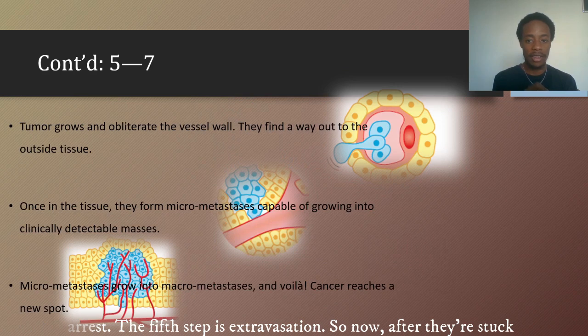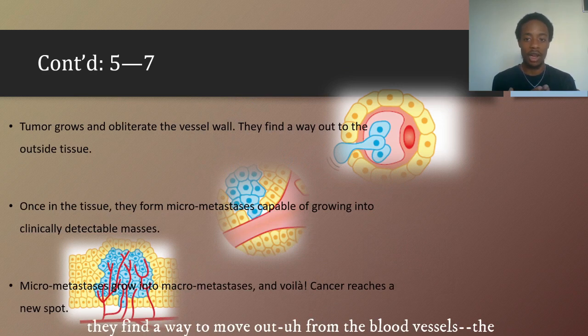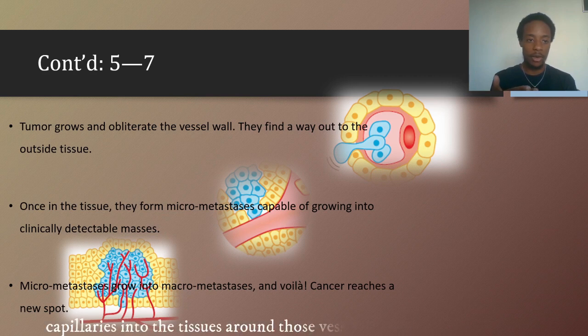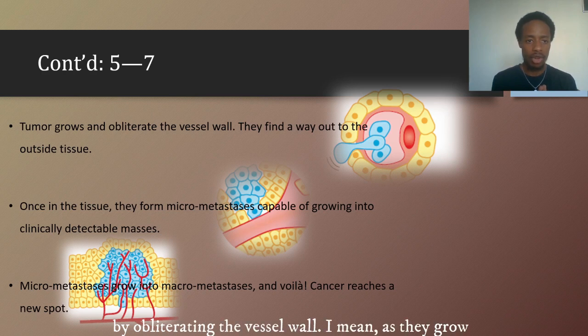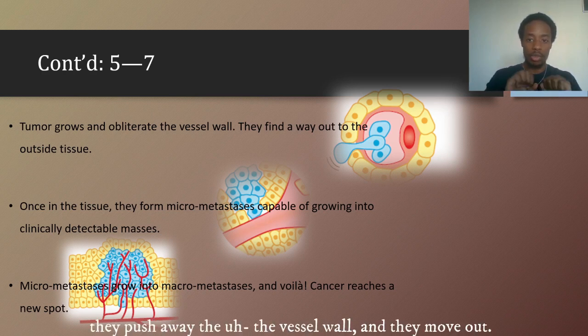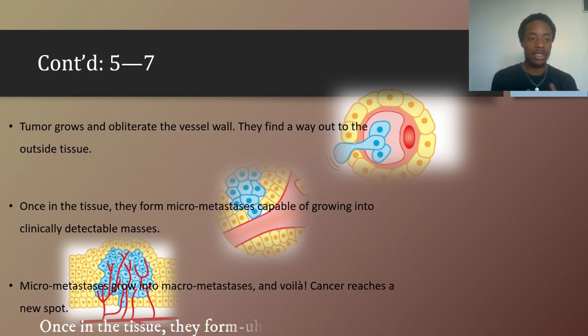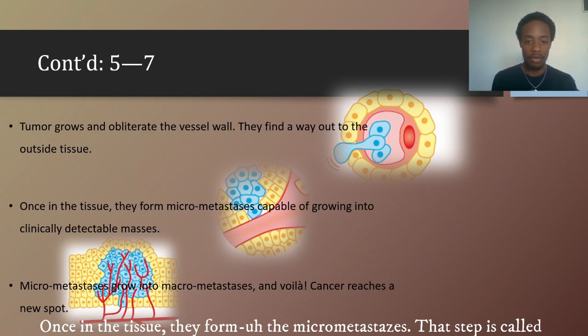So now, after they are stuck, they find a way to move out from the blood vessels, the capillaries, into the tissues around those vessels. The way they do this is by obliterating the vessel wall. I mean, as they grow, they push away the vessel wall and they move out. Once in the tissue, they form the micrometastasis.